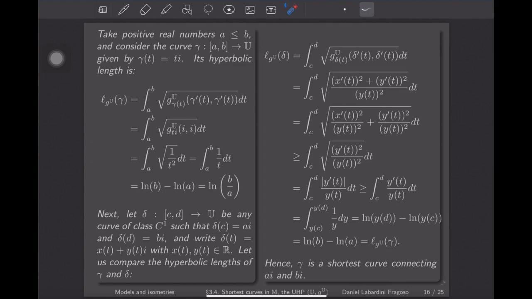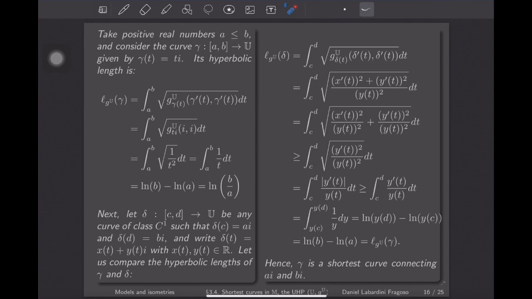Now, take any two real numbers, and somehow I'm interested in the points ai and bi, which lie in the imaginary axis. So here is ai, here is bi, and then I parameterize this segment in the obvious way, right? Because I don't quite know yet how the shortest curves are naturally parametrized, or how parametrization by arc length looks like. So I parameterized in the first way that comes to my mind, and I compute its hyperbolic length.